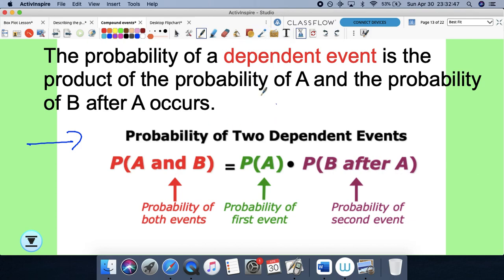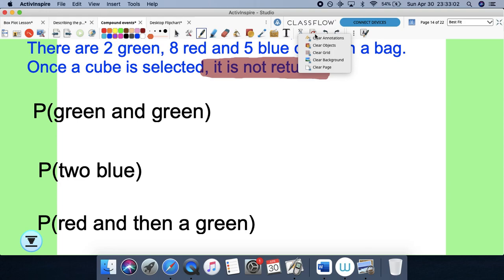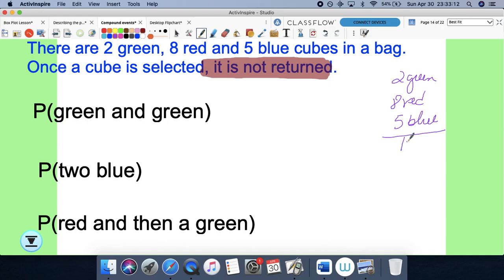Now, the probability of the dependent, so now it's a little bit different, is the product of the probability of A and the probability of B. The probability of B after A occurs. I'll show you the difference. All right. So there is 2 green, 8 red, and 5 blue cubes. So the total is 15 total.